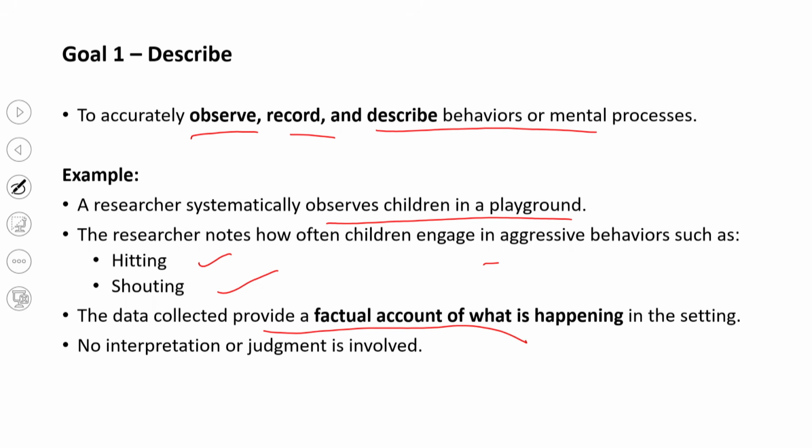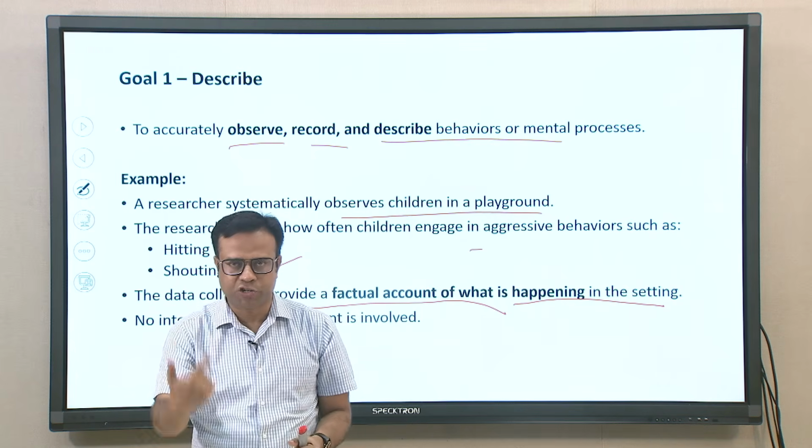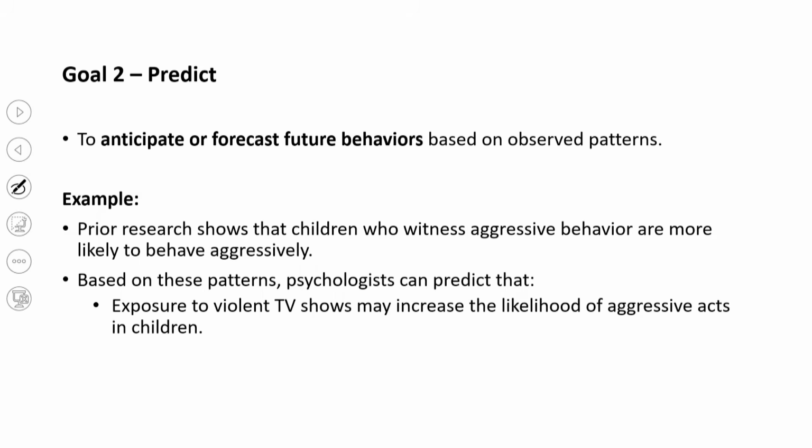The data collected provide a factual account of what is happening in a particular setup. Within that setup, how children are behaving, and more specifically, let us say the researcher is interested in the aggressive behavior of the children. The researcher will just record it and describe it as it happens in a particular setup. Generally the researcher will not be biased. Obviously one has to interpret the result, but you do not mix up what you see with your own ideas, otherwise it will become biased. So, that is the description part: one of the goals of psychology is to describe behavior. Second goal is to predict.